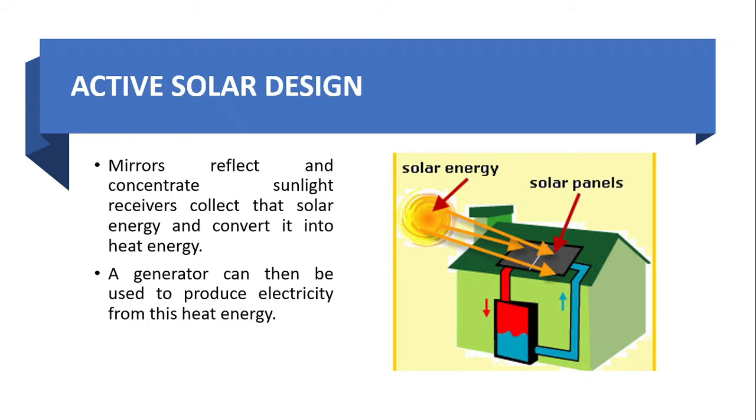In active solar design, we usually have mirrors installed at the rooftop like this. These mirrors reflect and then concentrate the sunlight onto these receivers. These receivers then convert the sunlight into solar energy and finally into heat energy. Then usually a generator is attached to these solar panels, which is used to produce electricity from the heat energy produced by the sun.